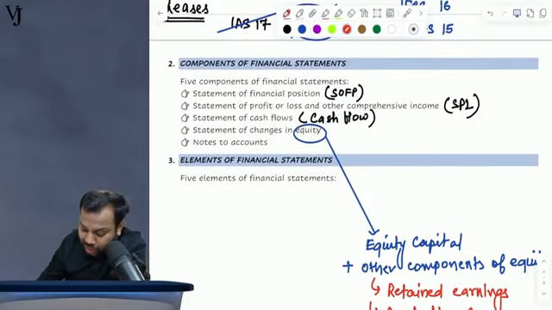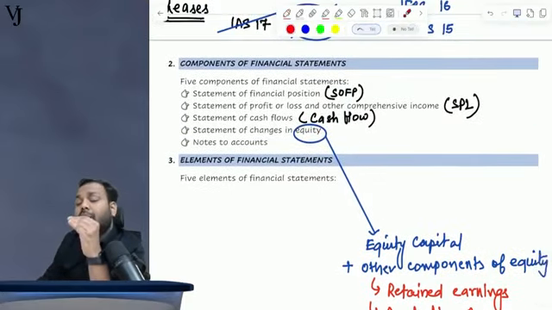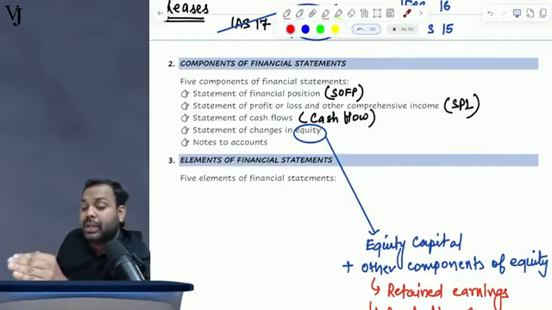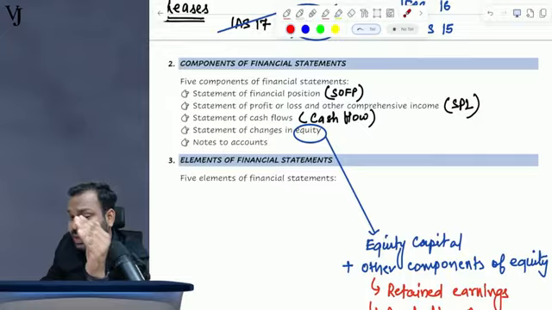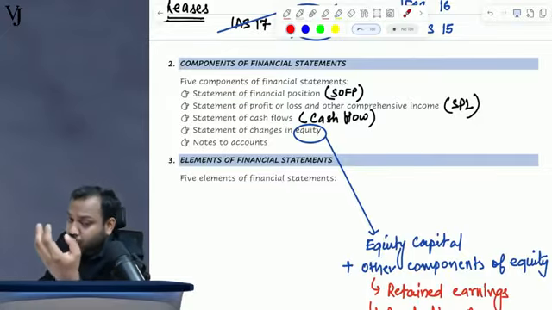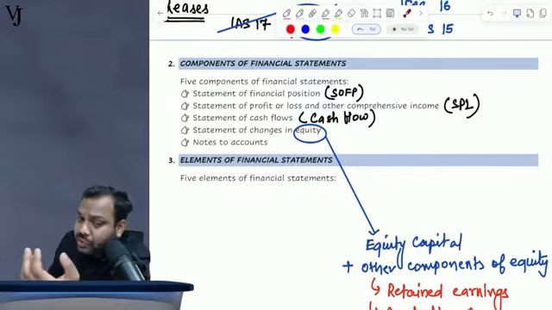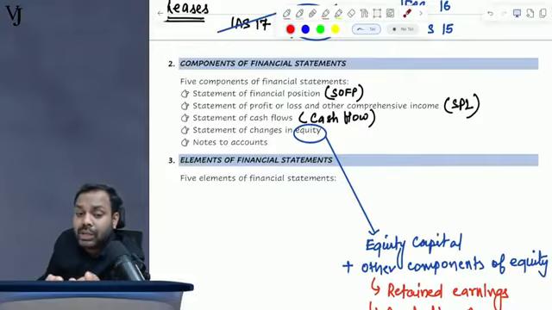So now in statement of changes of equity, we show what is the movement of equity share capital during the year. What was the opening number of shares? How many shares did we issue during the year? How many bonus shares did we issue? How many shares did we buy back? How many right shares did we issue? What is the closing number of shares?